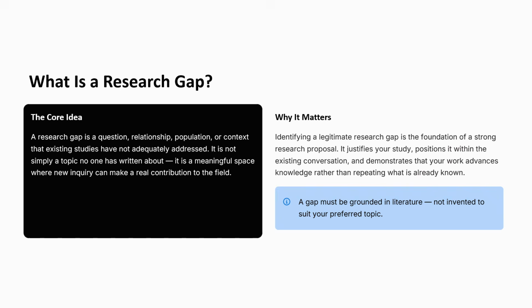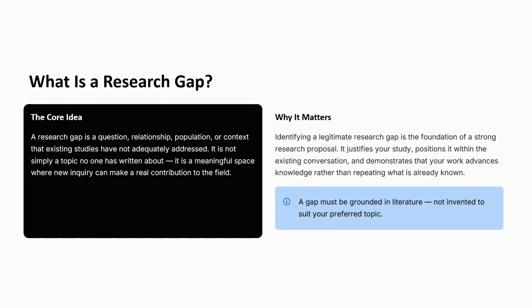What is a research gap? A research gap refers to an area, question, relationship, population, or context that has not been adequately addressed by existing studies. It is not simply a topic that nobody has studied before. Identifying a genuine research gap is important because it demonstrates how your study can contribute new knowledge and advance understanding in the field.